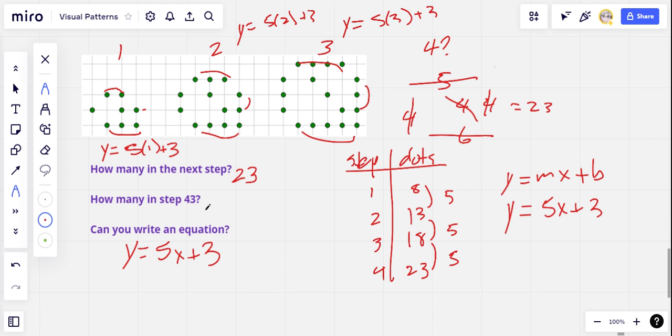Now, finding the number in step 43, it just requires plugging in 43 for x, where the step number goes. So y equals 5 times 43 plus 3. And let's see, 5 times 40 would be 200, and 5 times 3 would be 15. So that's 215 plus 3 would be 218 dots in step 43.